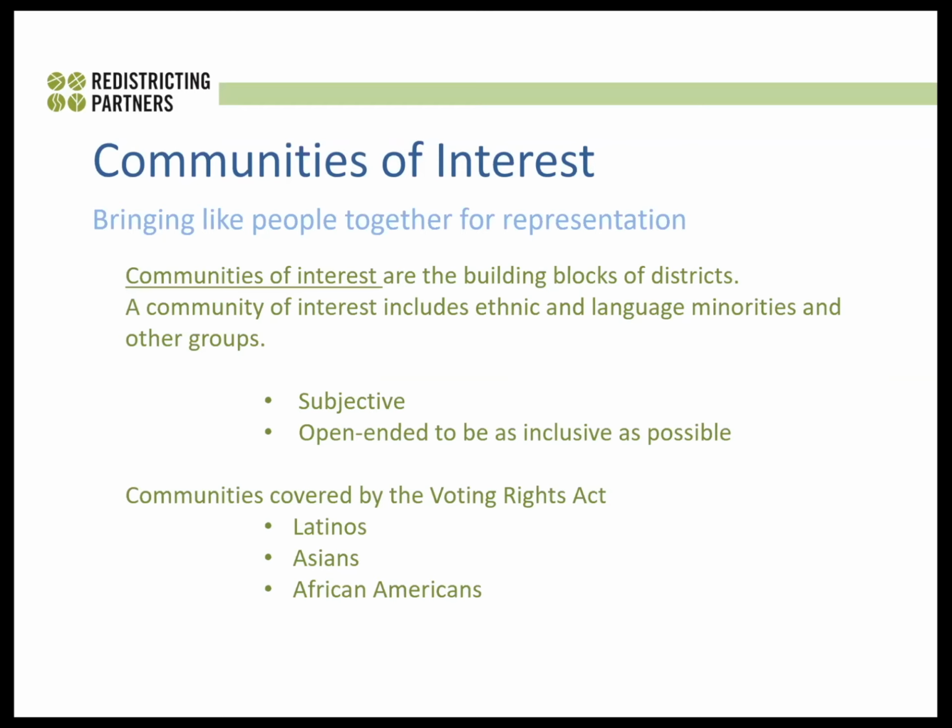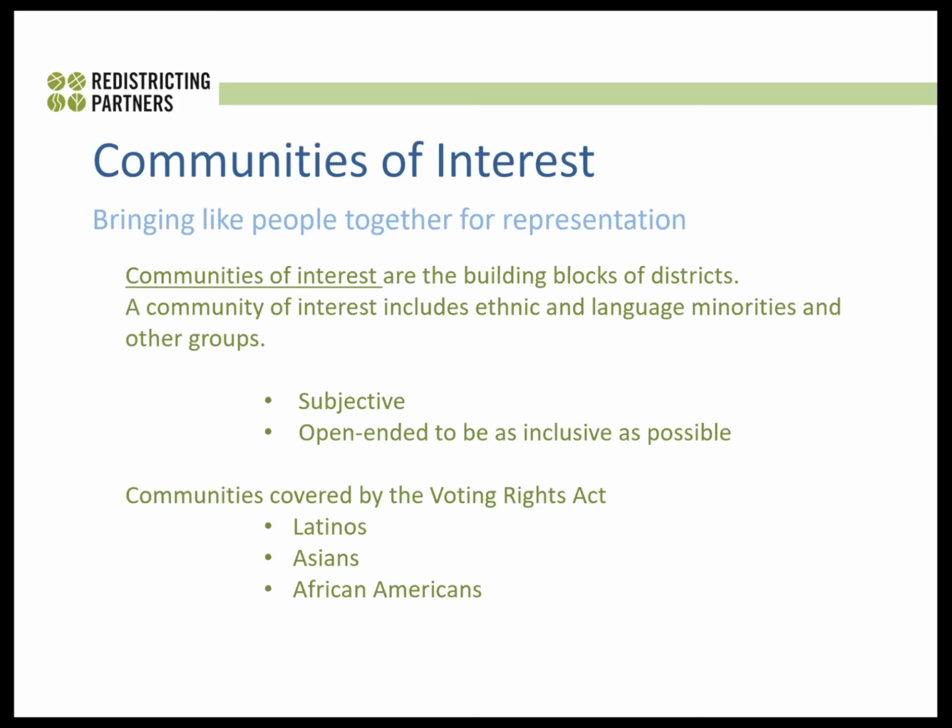So a definition of community of interest is a group of people, a community, who share policy concerns and would benefit from being districted together. We like to think of them as building blocks of districts. And we do this to avoid diluting their strength at the voting station and avoid diluting their voice when they voice their concern with their elected officials. So communities of interest are a very important aspect of districting and redistricting.